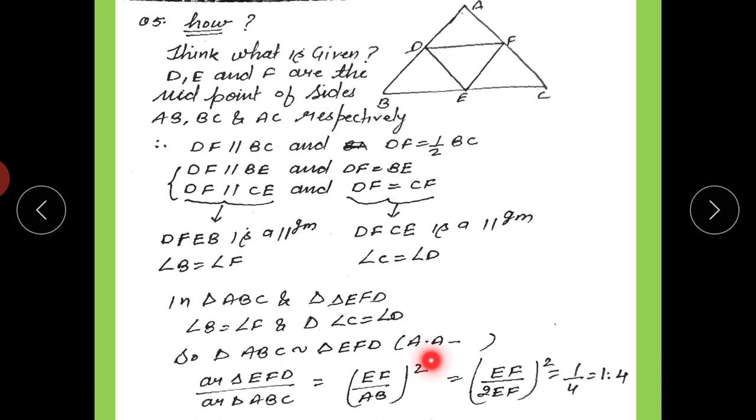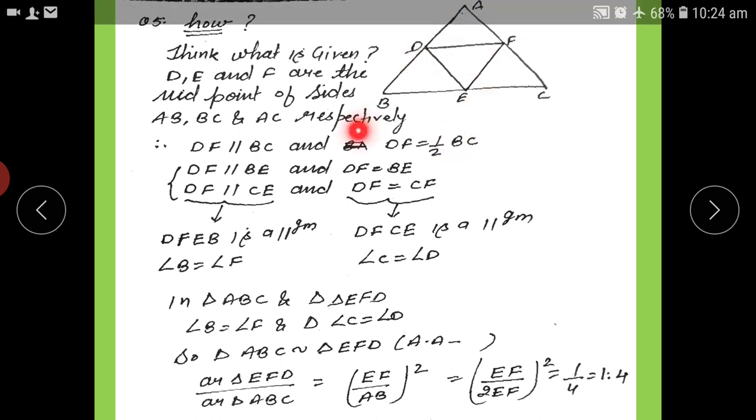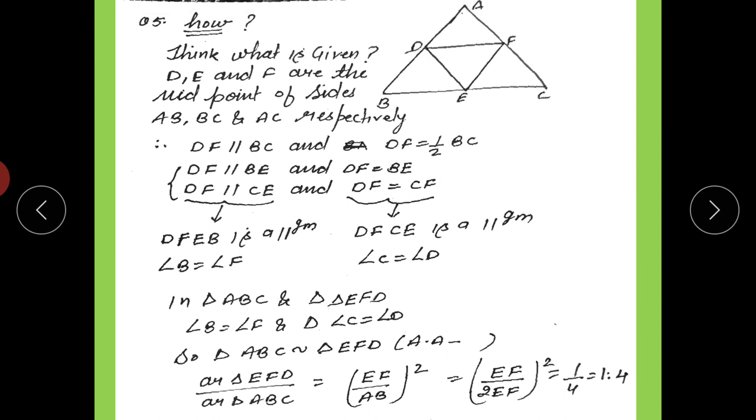by the angle similarity criterion. So the ratio of area of triangle EFD upon area of triangle ABC is equal to (EF upon AB) whole square, and EF is equal to half of AB, or AB can be written as 2 times EF. EF cancels out with EF, then 1/4, 1/4 is the answer. Very good question.